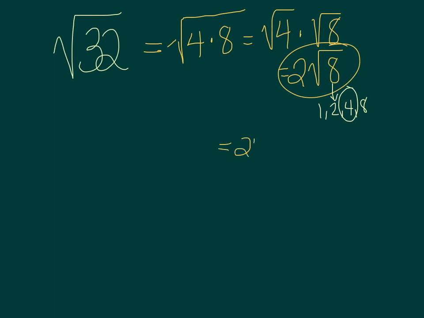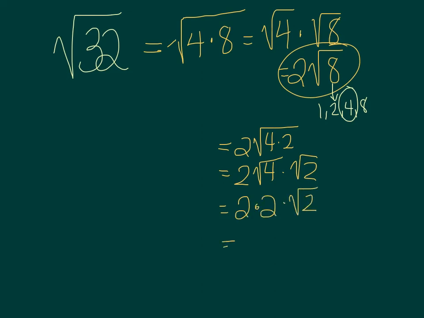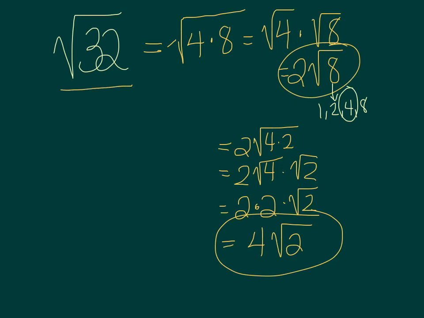So what I really have is 2 square root of 4 times 2. 2 square root of 4 times square root of 2. So really, I'm drawing this out way more than necessary, but what I really have is 4 times the square root of 2, and that would be my final answer. So what I was trying to get at with this example is that you also want to pick the biggest factor of the original problem that's also a perfect square.